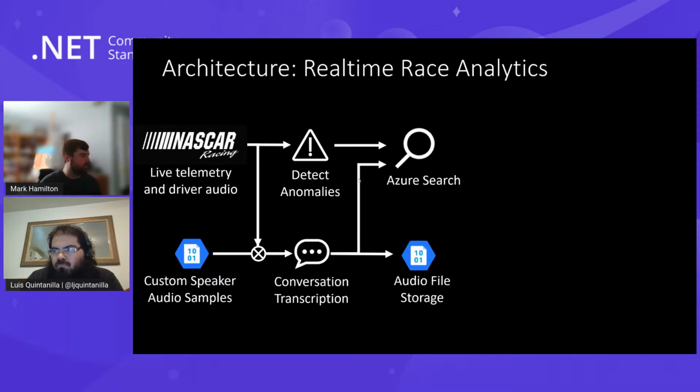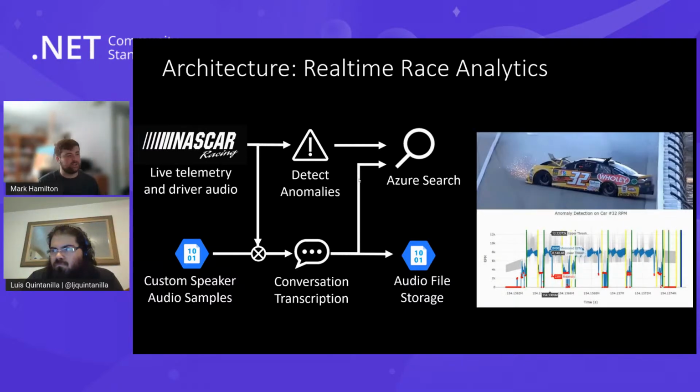And what we get is, on top of this Azure Search cluster, we can build out a live racing dashboard that can give key insights into the race. So here's one particular view of the anomaly detection that came out of this system, and you can see this is the RPM for car number 32.